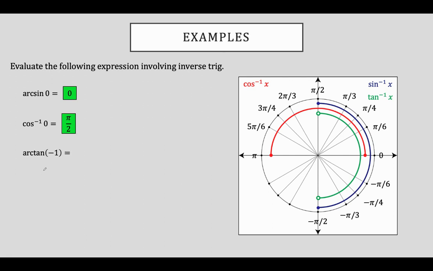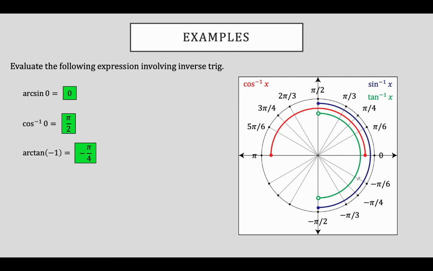Arctan of -1. This is saying what angle has a tangent value of -1. Again, we plug in a number, we get out an angle. And that angle must be between negative pi over 2 and positive pi over 2. That's our range for inverse tangent. Well, between negative pi over 2 and positive pi over 2, if the tangent value is -1, that means the x and y coordinates must be opposite of each other, meaning our answer is negative pi over 4. Notice the correct answer is negative pi over 4.